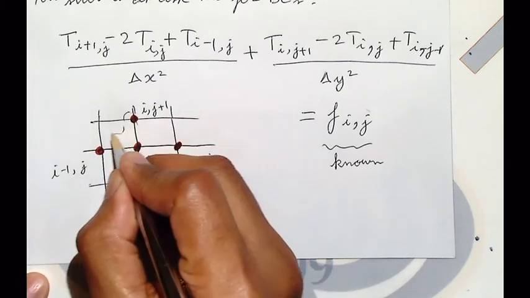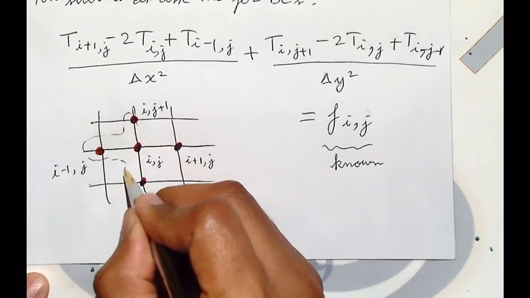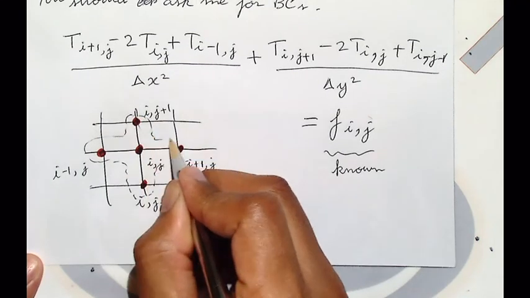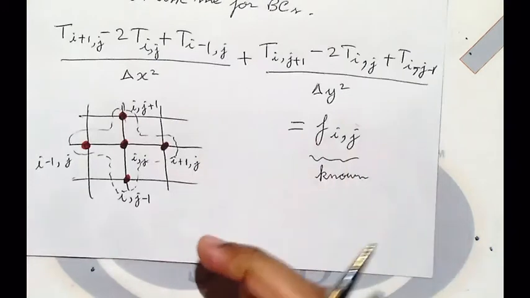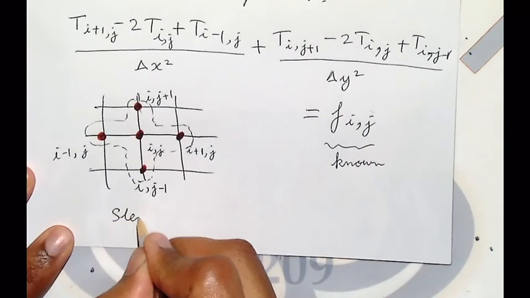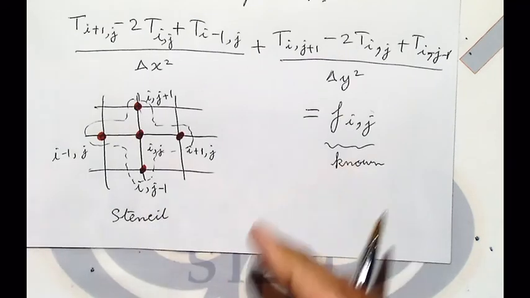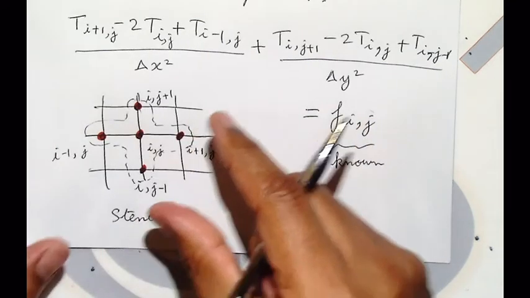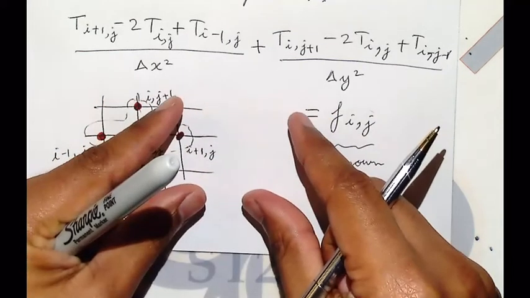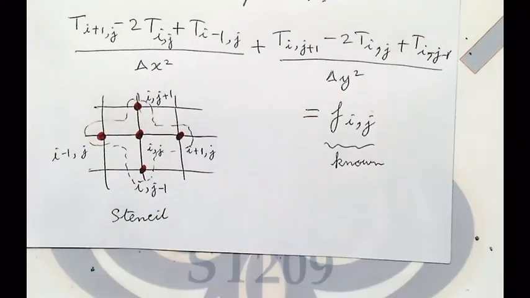Sometimes it's called a Laplacian cross, I think. And this is called a stencil. This stencil is basically what will be used for all points. When I move to the next point, this whole stencil moves with me, and then we have a new neighborhood.